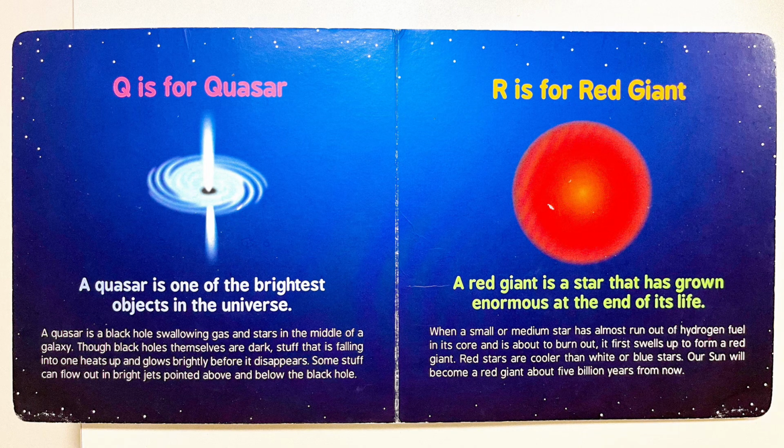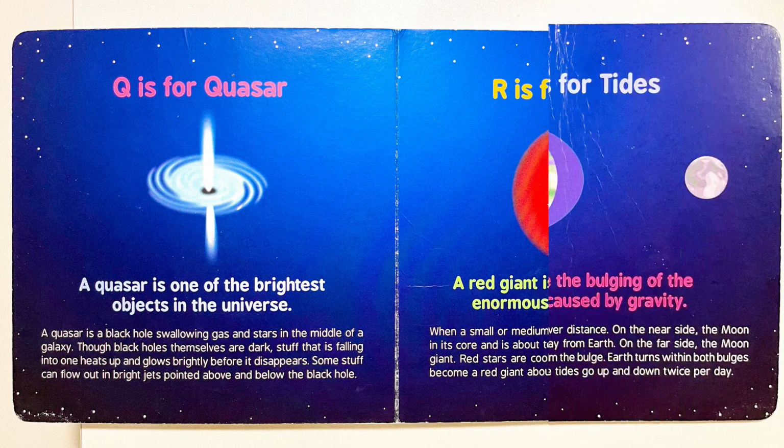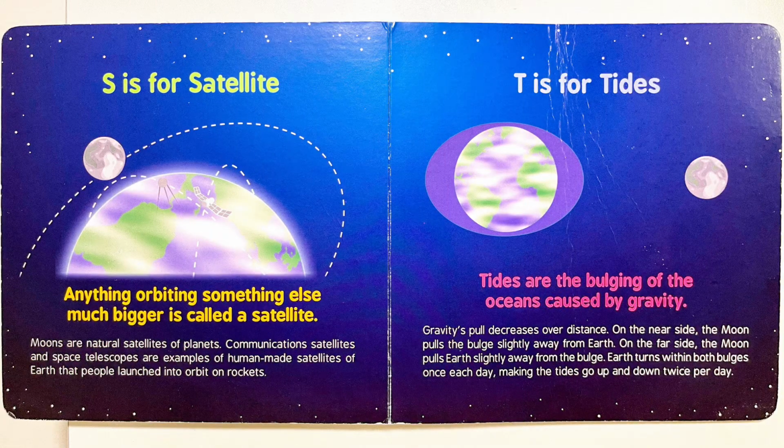R is for red giant. A red giant is a star that has grown enormous at the end of its life. S is for satellite. Anything orbiting something else much bigger is called a satellite. T is for tides. Tides are the bulging of the oceans caused by gravity.